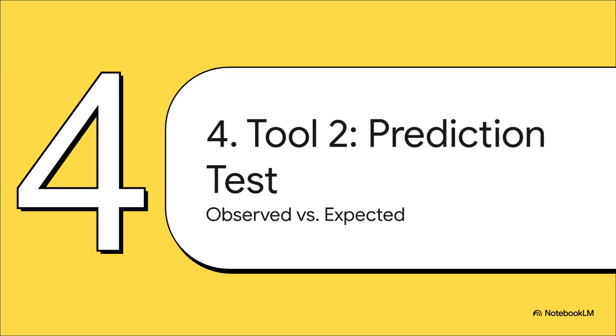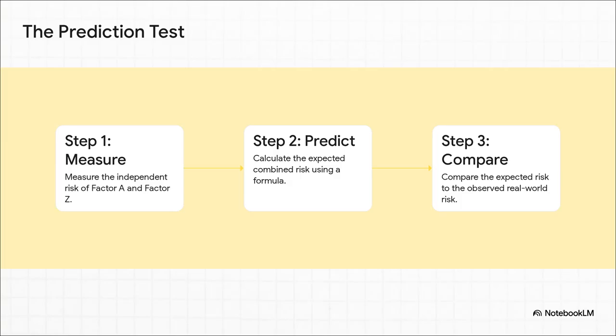Scientists basically calculate what the risk should be if the two factors were just minding their own business, and then they compare that prediction to what they actually see in the real world. And the process is just beautiful, simple logic.